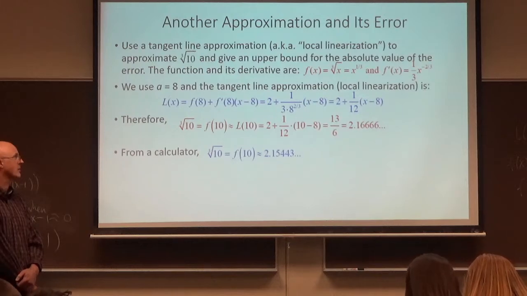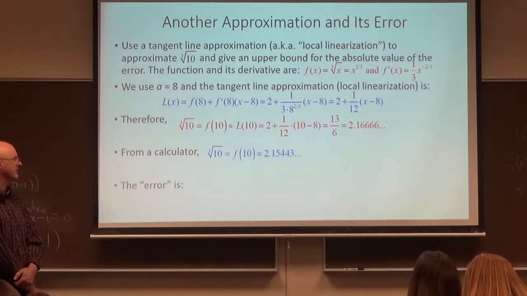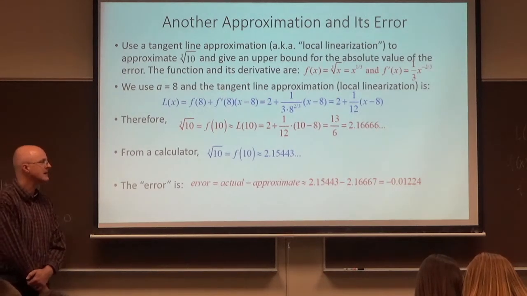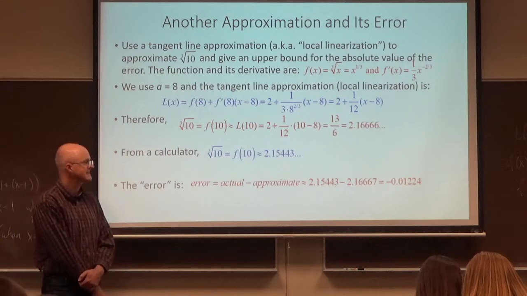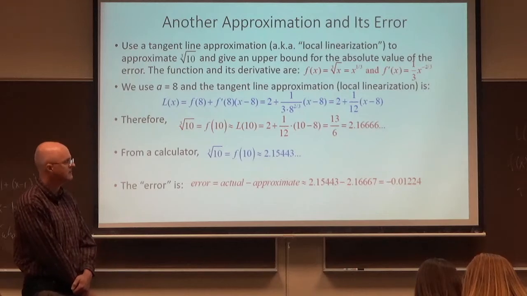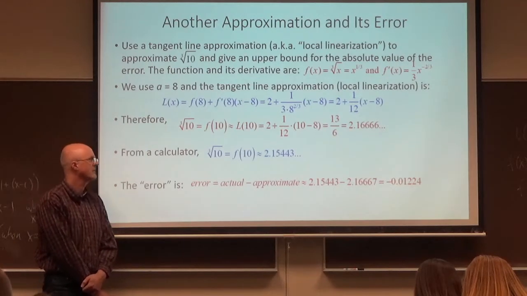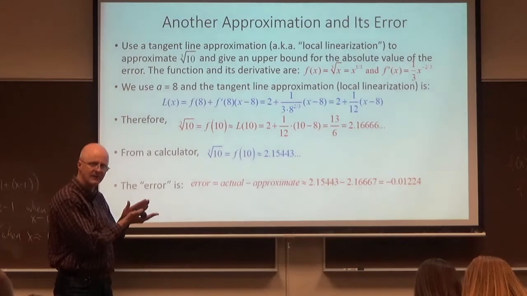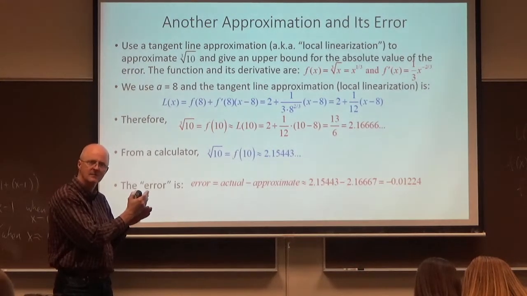What's the error? We will calculate an approximate error here. The error is actual minus approximate, which is 2.15443 minus 2.16667. I really rounded there on both of those. To get a negative error, negative 0.01224. The negative error just means that the true value is underneath the approximation.